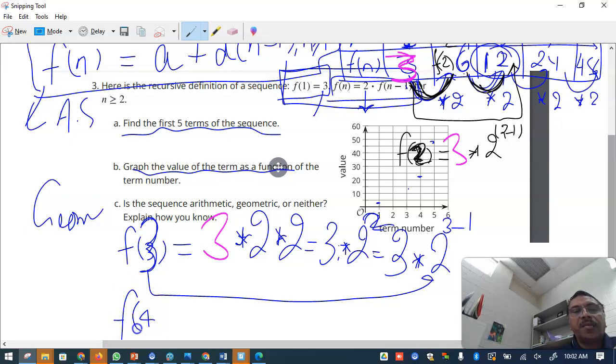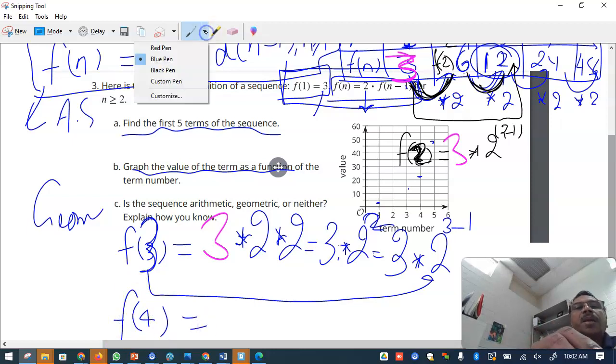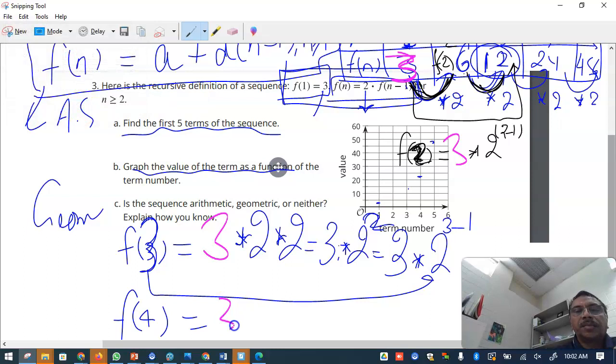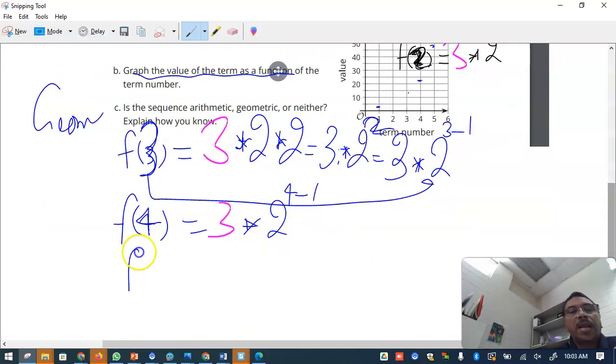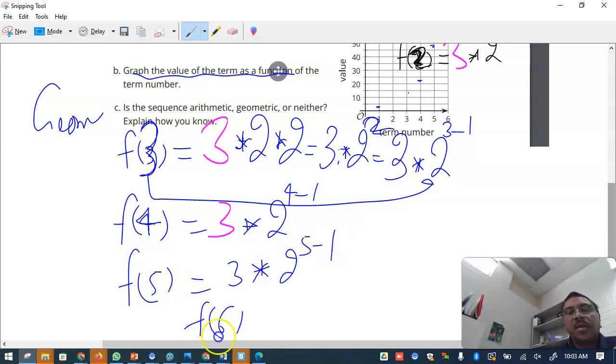The next one will be f of 4. It will be the same pink, and this time it will be the same factor 2 multiplied. If this is 4, it will be 1 less. That means it is going to be 4 minus 1. And likewise, if it is f of 5, it will be 3 times 2 raised to 5 minus 1. If it is 6, the beginning number is 3 and it is 2 raised to 6 minus 1. So finally, what you get is the nth term.